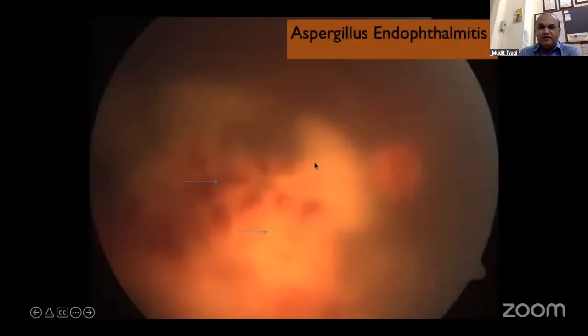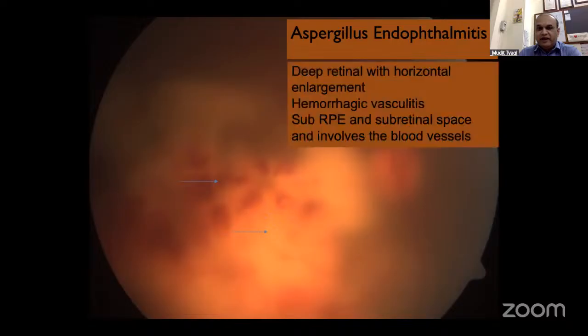Compared to that, aspergillus endophthalmitis is more diffuse and can have areas of hemorrhages. So if you see a large subretinal lesion, that can be a clue to aspergillus endophthalmitis, as compared to unifocal ones, which are characteristic for candida. Deep retinal lesions with horizontal enlargement, sometimes hemorrhagic vasculitis, sub-RPE and subretinal space infiltration are characteristic of aspergillus.